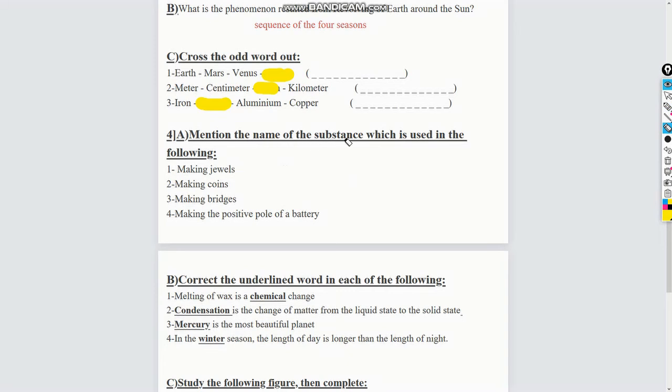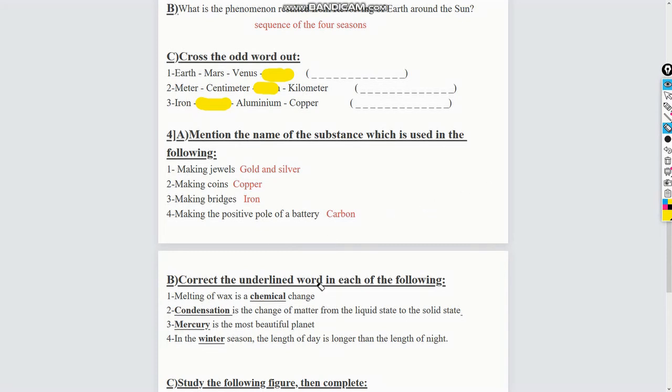Mention the name of the substance which is used in the following. Which substance did we use to make jewels? Yes, gold and silver. Making coins. You're correct, it's copper. Making bridges. Yes, it's iron. Making the positive pole of a battery. You're correct, it's carbon.